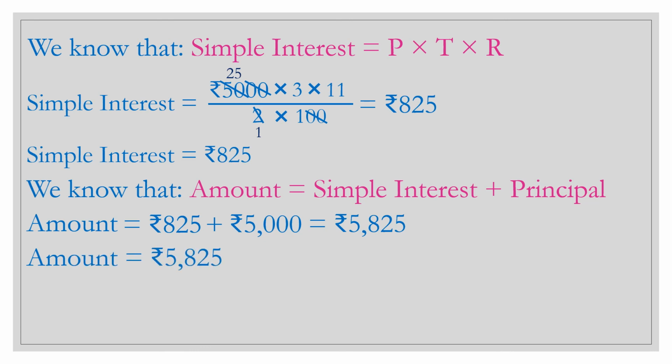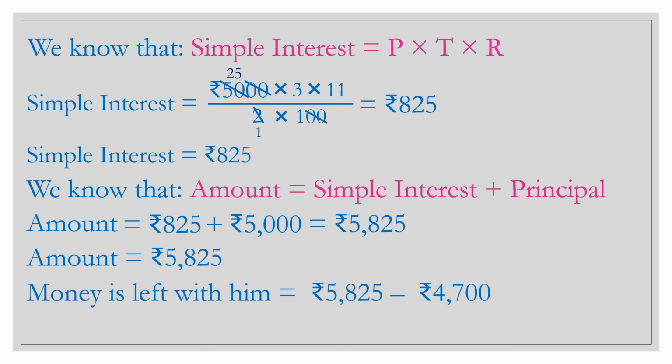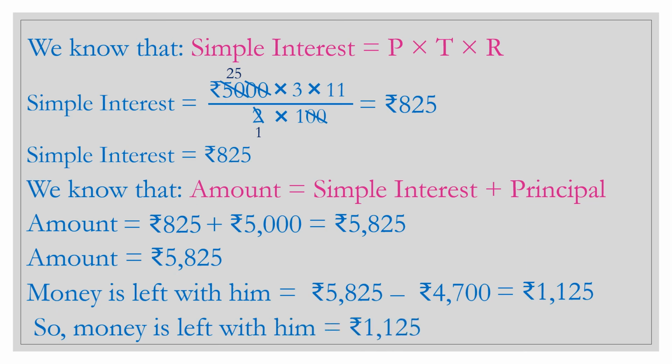If we subtract cost of almirah from total amount, we get the money left with him. So write down money left with him is equal to rupees 5,825 minus rupees 4,700. Do the subtraction. We get rupees 1,125. So money left with him is equal to rupees 1,125.